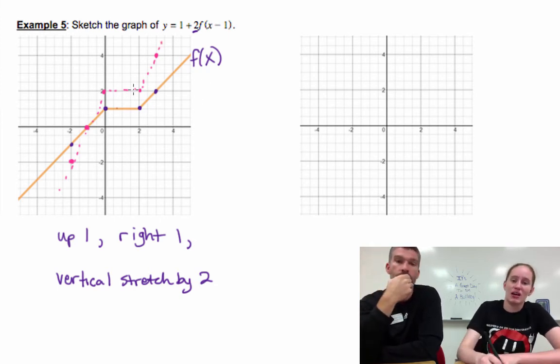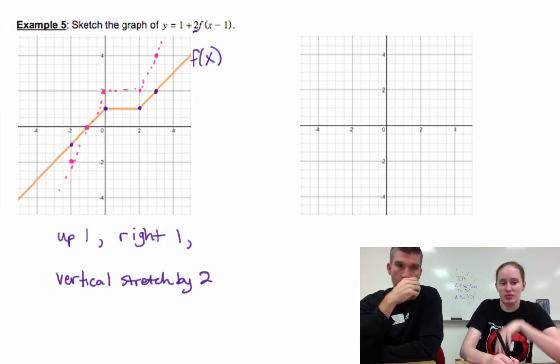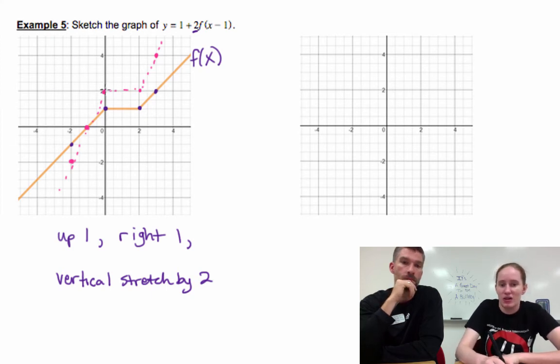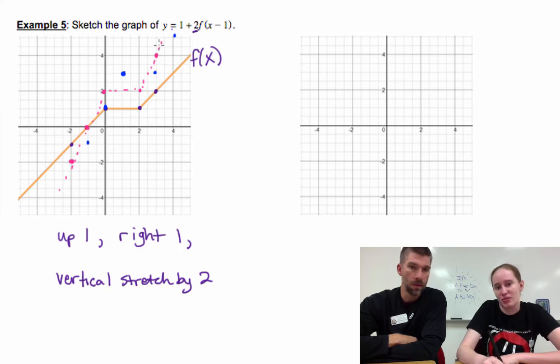Okay. So now we could do up 1 and right 1 really easily. Just move each point up 1, right 1. This point goes up 1, right 1, which is technically 2 tick marks for each. Up 1, right 1. This one, up 1, right 1. We're moving the pink dots. Up 1, right 1. And you should be able to see what that graph looks like.